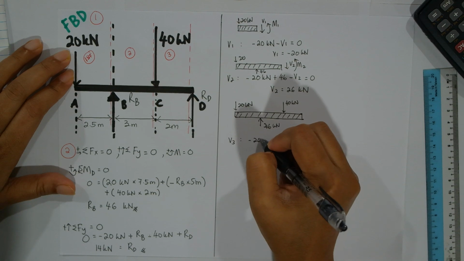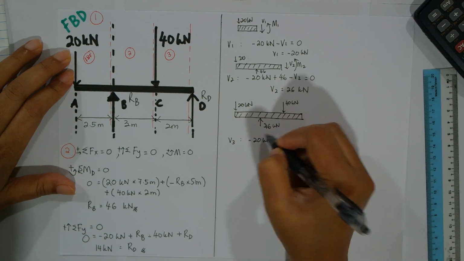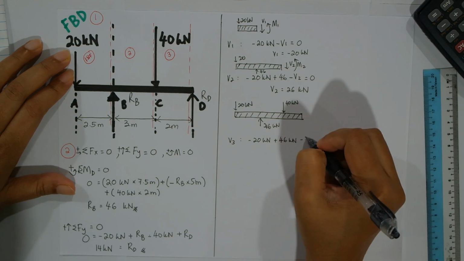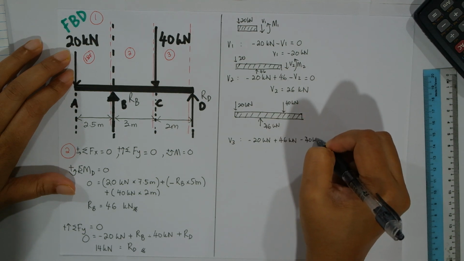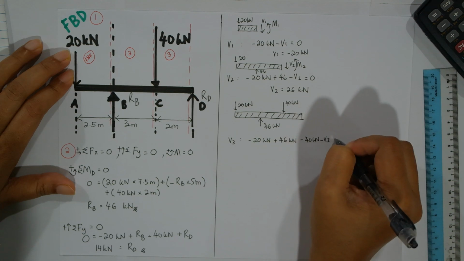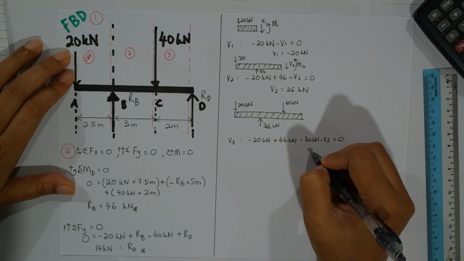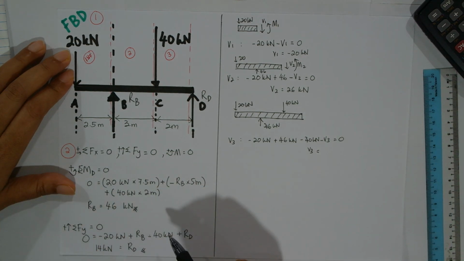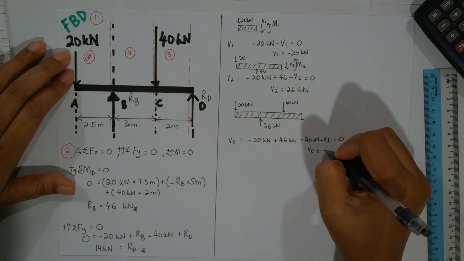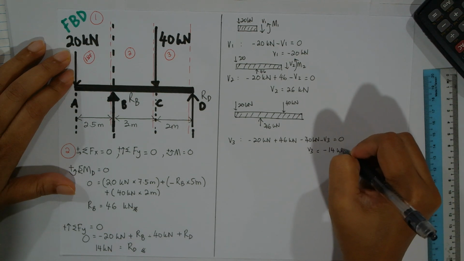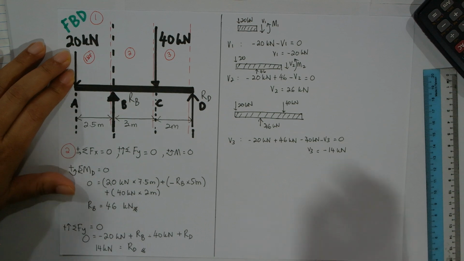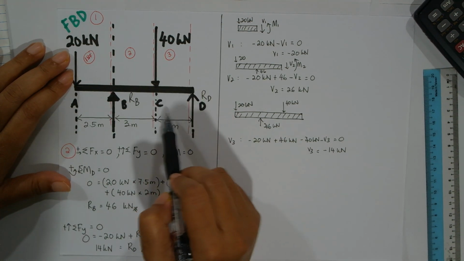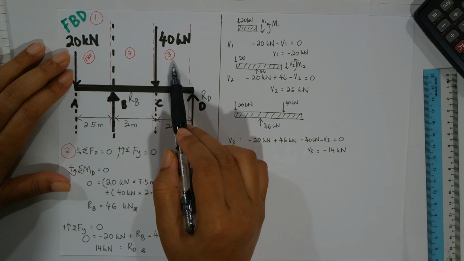V3 is minus 20 kilonewton plus 46 kilonewton going up, minus 40 kilonewton, minus V3 equals 0. So our V3 is equivalent to minus 14 kilonewton. So this part, our V3 would be minus 14 kilonewton, because we have another force acting here.